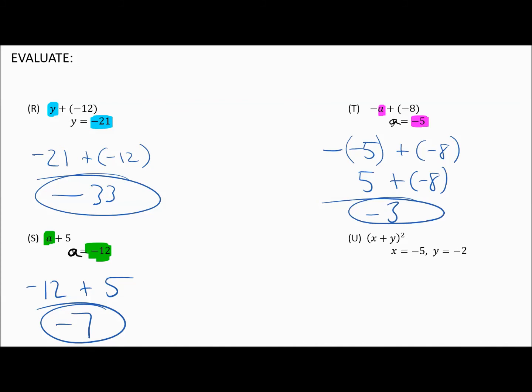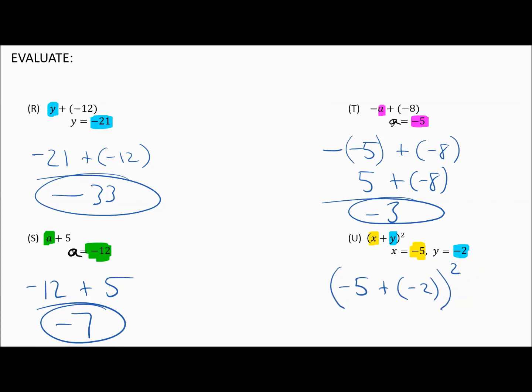All right, evaluate again. I've got an X that I'm going to replace with negative 5. And I've got a Y that I'm going to replace with negative 2. So right now, it's just being sure that you copy this correctly. So I have parentheses, which are in the problem, negative 5 plus a negative 2. What's up with those parentheses around the negative 2? Well, I'm not allowed to put plus and negative next to each other. It just gets too confusing. So there we go. I had to add extra parentheses.